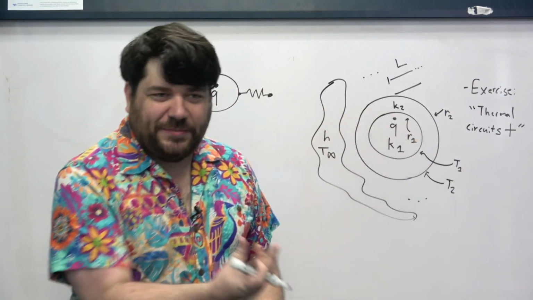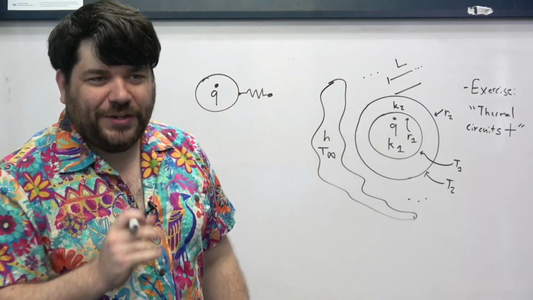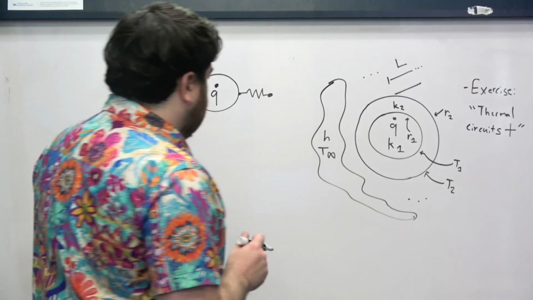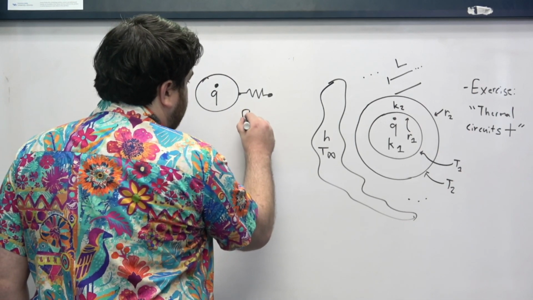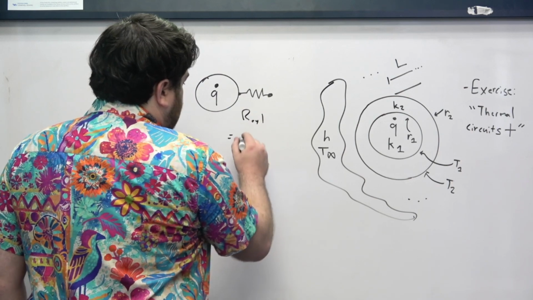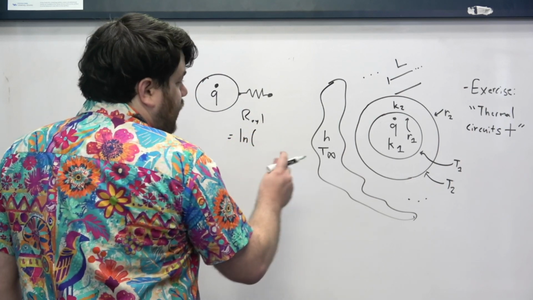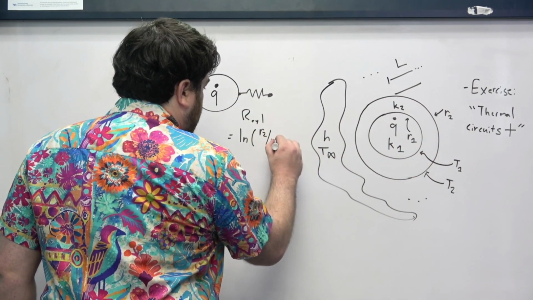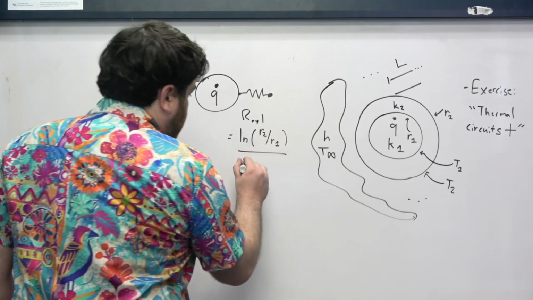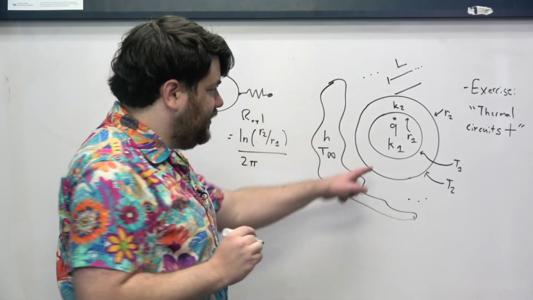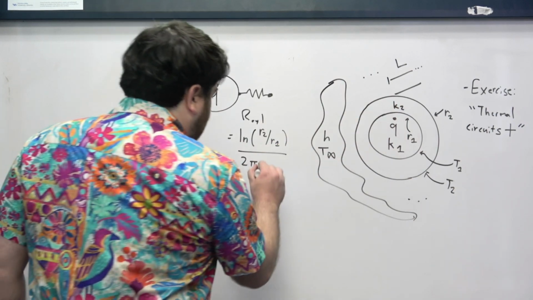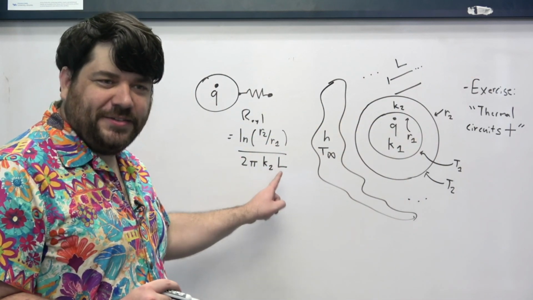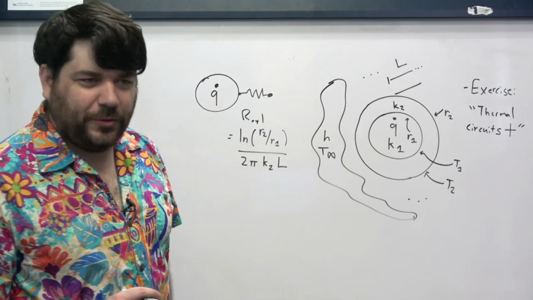And we can represent it, because it's made out of a solid, as a cylindrical conductive thermal resistance. And what is that cylindrical conductive thermal resistance? Well, all it is, just as we had derived previously, is the logarithm of the outer radius over the inner radius, so R2 over R1, divided by 2 pi times the thermal conductivity, which is K2, and then L. So that length. So that's my conductive cylindrical thermal resistance.